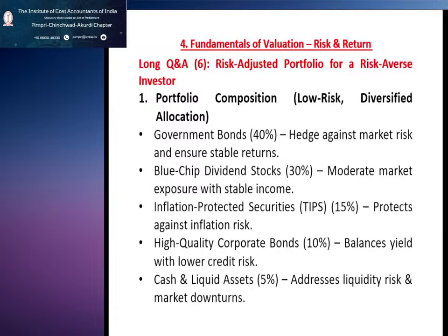Blue chip dividend stocks should be around 30% of the entire portfolio, giving moderate market exposure with stable income. Inflation protected securities, that is TIPS, should typically be around 15%, which protects against inflation risk. High quality corporate bonds around 10% balance the yield with lower credit risk, and cash and liquid assets should be almost 5%, which addresses liquidity risk and market downturn. This is the overall portfolio composition that every investor should ideally have, and this is all about modern portfolio theory for a risk averse investor.